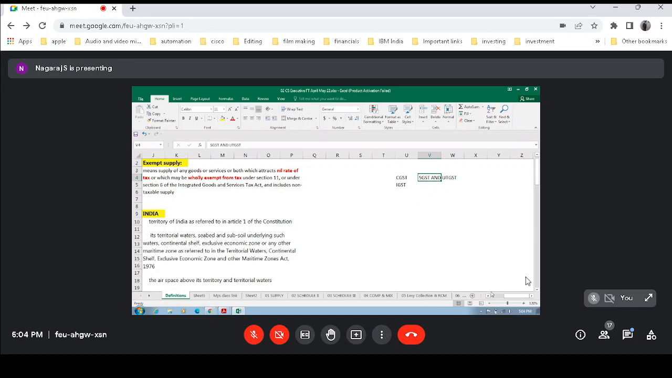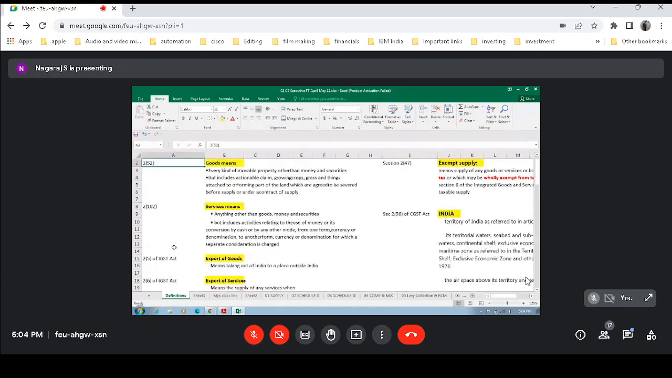Yes, sir. Okay. Then section 2, subsection 52 of the CGST Act defines goods means, as I said, GST is on supply of goods or services or both.